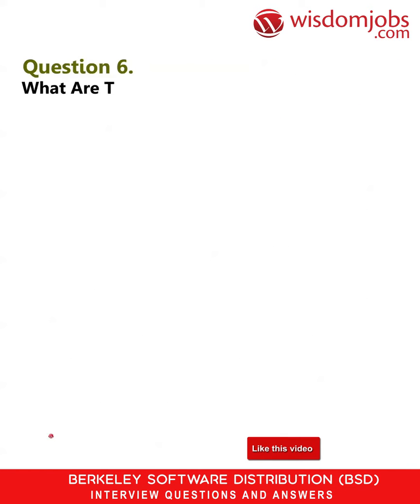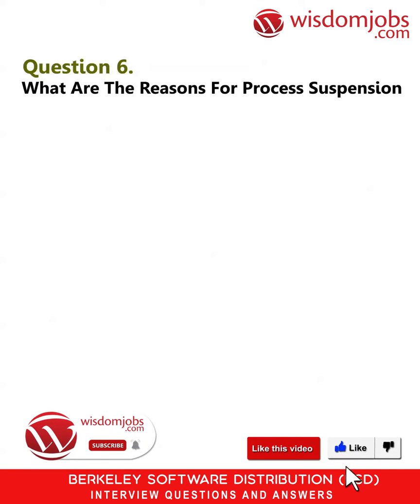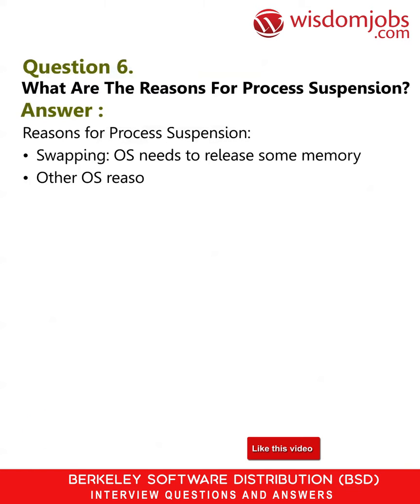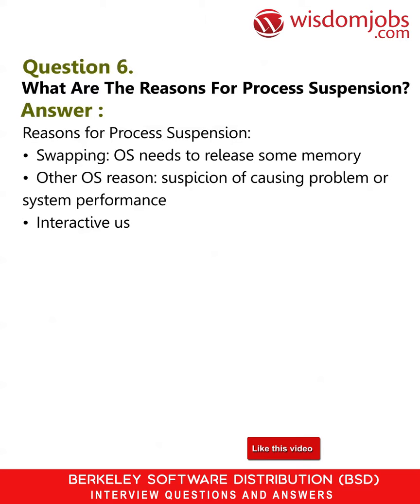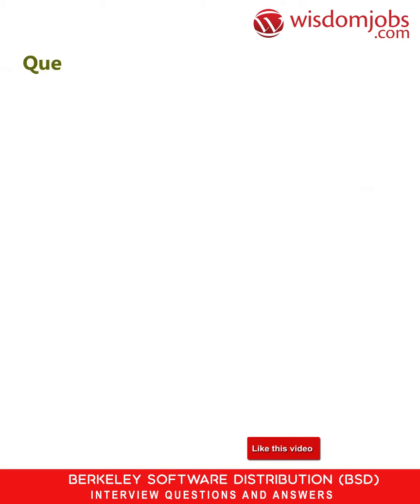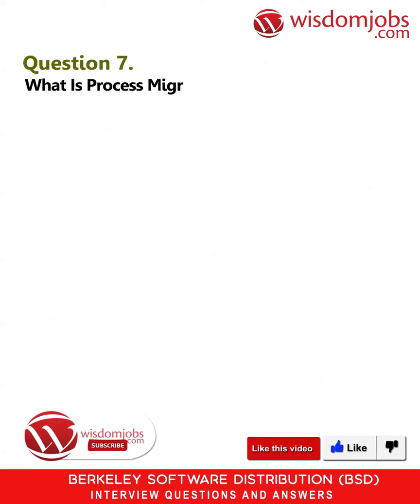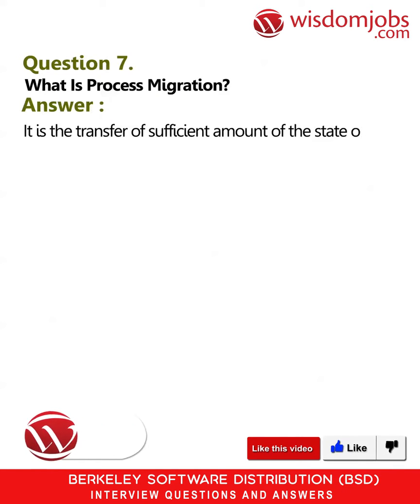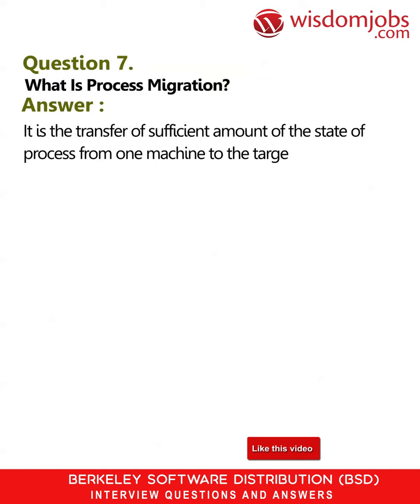Question 6. What are the reasons for process suspension? Answer: swapping, when the OS needs to release some memory; other OS reasons, such as suspicion of causing a problem or system performance; interactive user request, debugging or other resource reasons; timing; submit but hold, suspend a process until another has completed. Question 7. What is process migration? Answer: it is the transfer of a sufficient amount of the state of a process from one machine to the target machine.